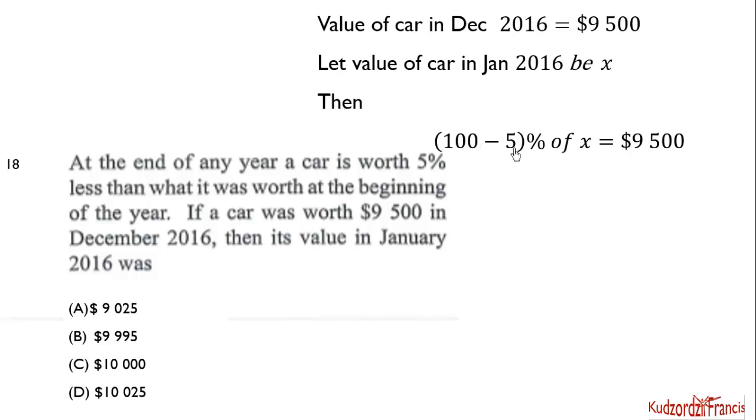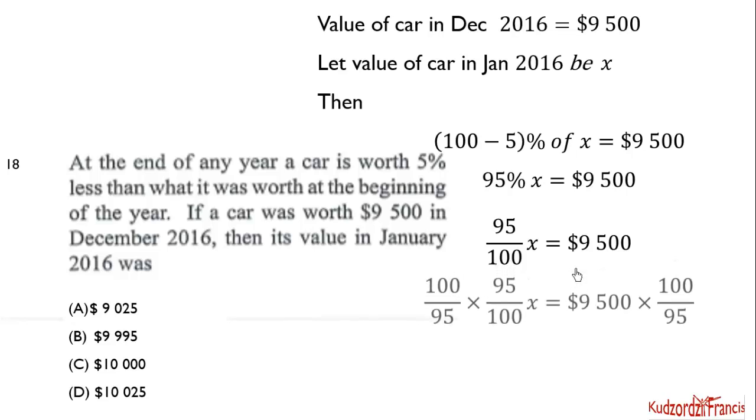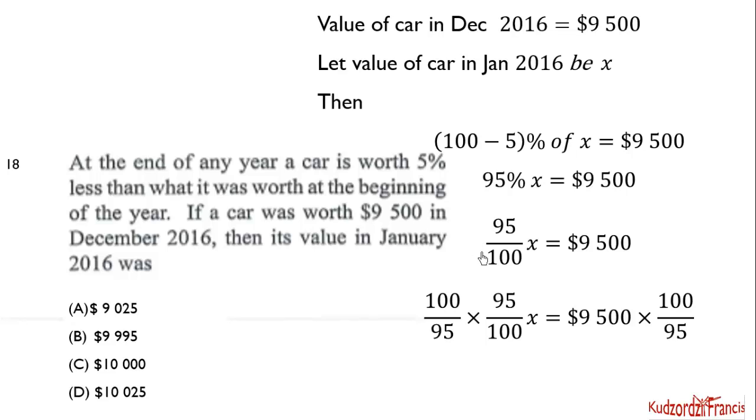100 minus 5, because we were told that it is 5% less than what it was worth at the beginning of the year. So 100 minus 5% of X will be equal to the 9,500. So we can quickly solve this. 95 out of 100, X equal 9,500. So we flip this and multiply both sides by that, so that we can get rid of this. So when we simplify the right hand side, we get 10,000. So the correct choice is C.